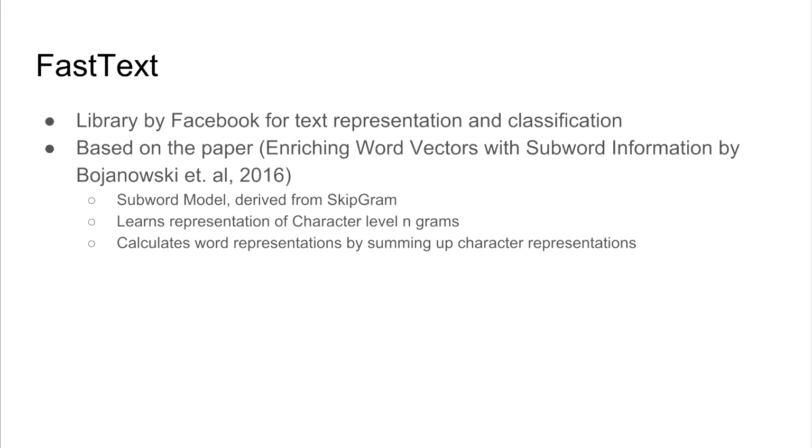Next is the FastText model. This model was developed by Facebook and is used for text representation and classification tasks. It's derived from the skipgram model and it tries to capture subword meaning. This model learns character level representations and then calculates word representations by summing up these previously learned character representations. For this project, the implementation provided by Facebook was used and trained on the Quanta dataset.